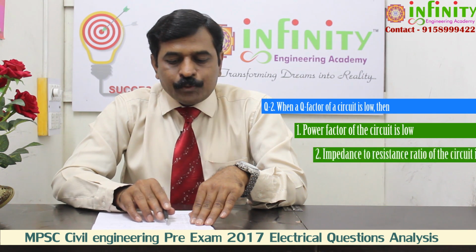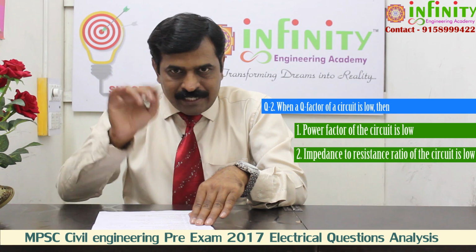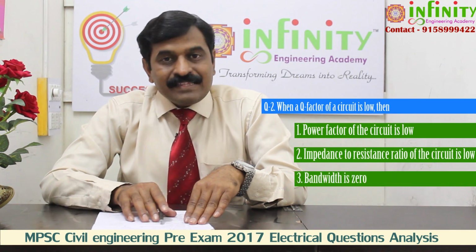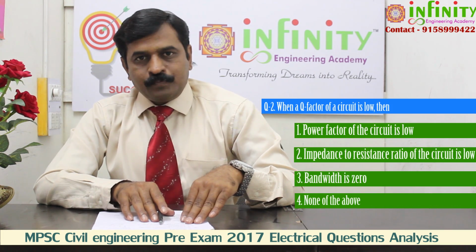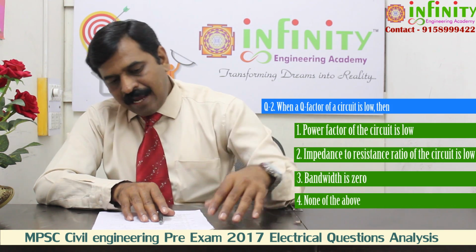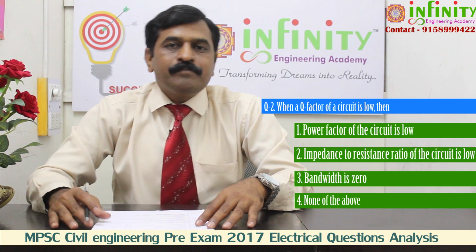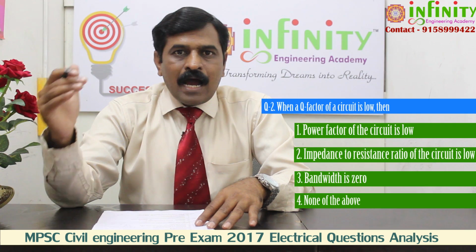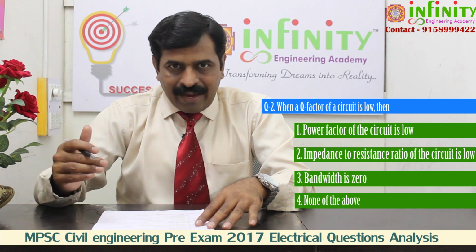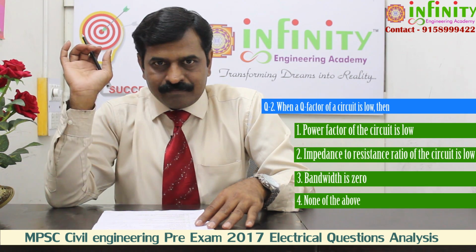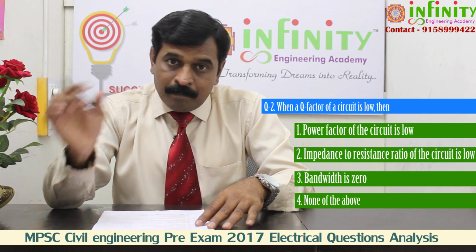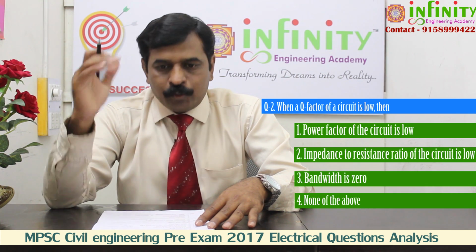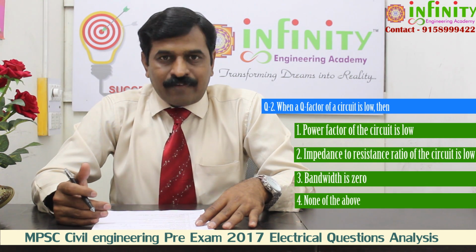Second, the impedance to resistance ratio, Z to R ratio, of the circuit is low. Bandwidth is 0, and none of the above. Again, we just have the same look for the specific MCQ. What is Q factor? 1 upon power factor is nothing but the quality factor. Then what is power factor? Power factor is nothing but the cos phi. That means Q factor is equal to 1 upon cos phi.